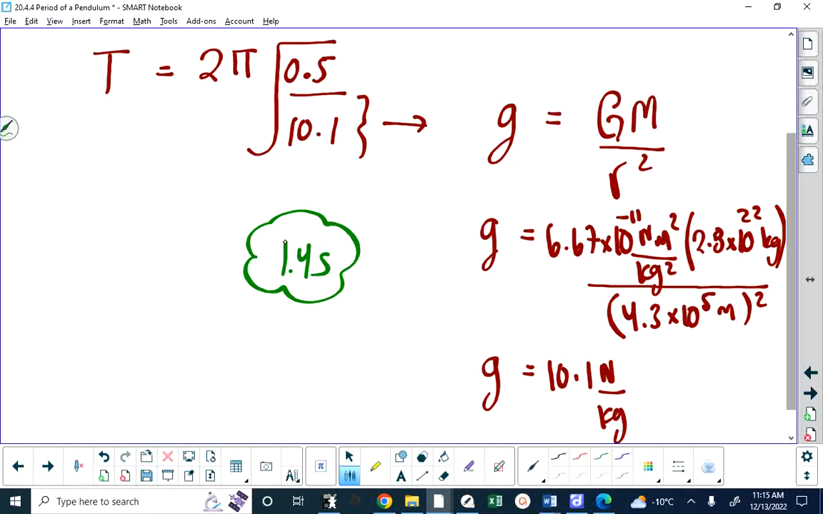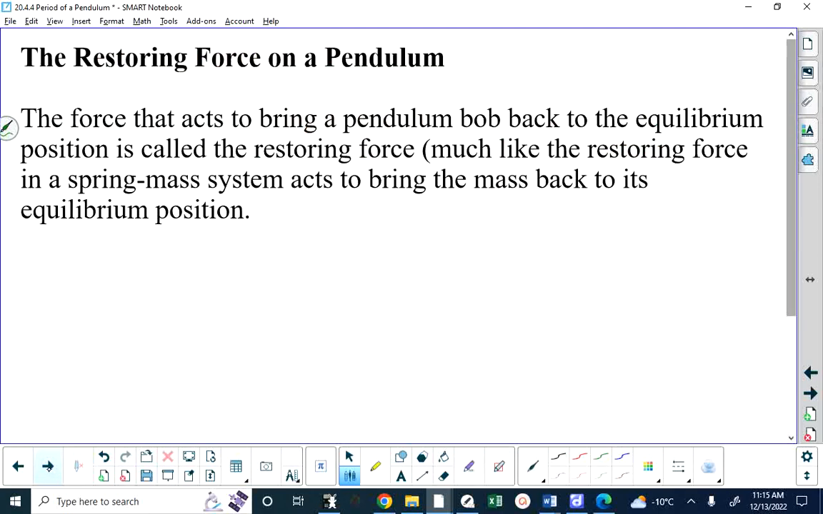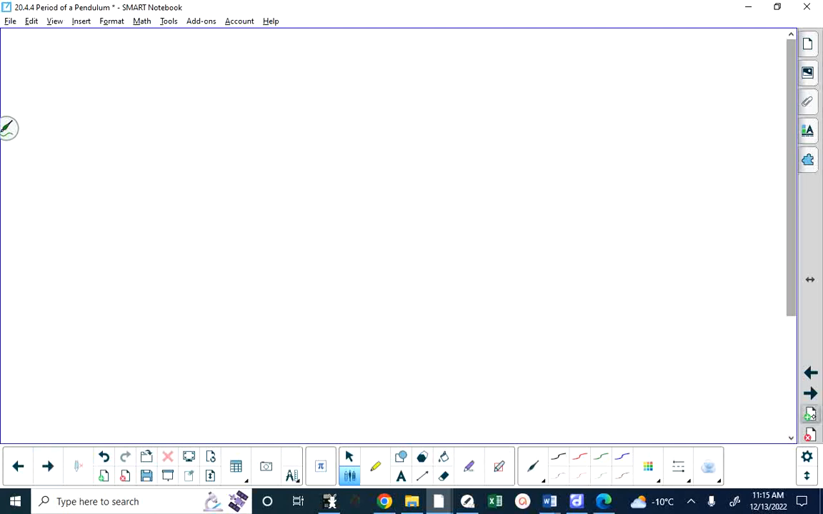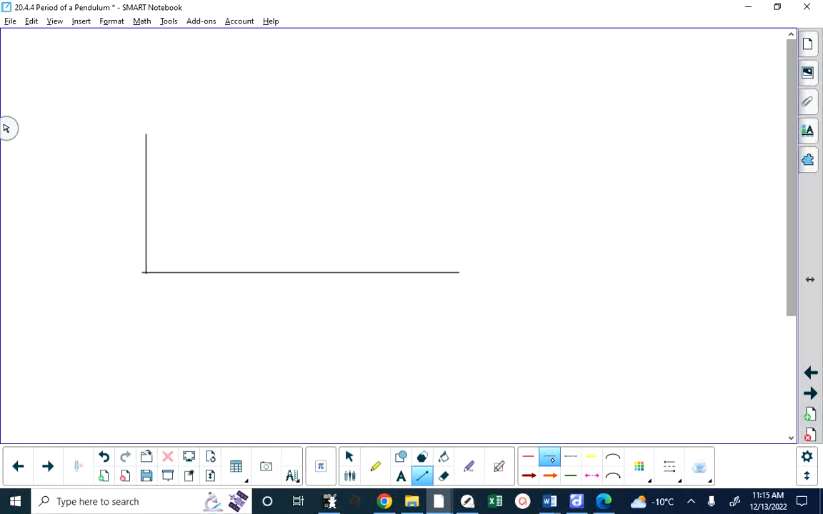All right, now we have to talk about the restoring force on a pendulum. And this is different than a spring for a number of reasons. When you have a mass oscillating on a spring, it doesn't really matter whether it's horizontal or vertical, but I'm going to choose horizontal to make it a little easier to explain.